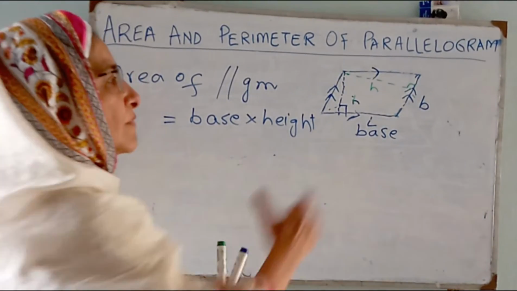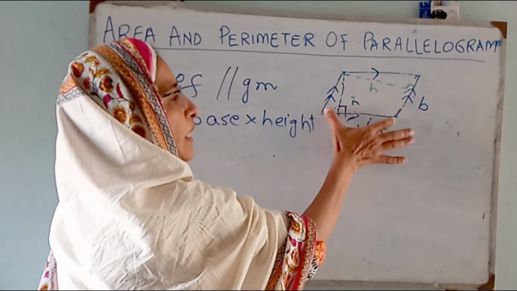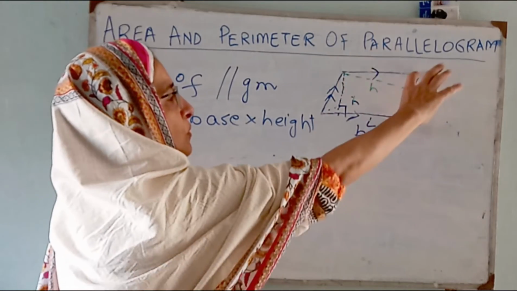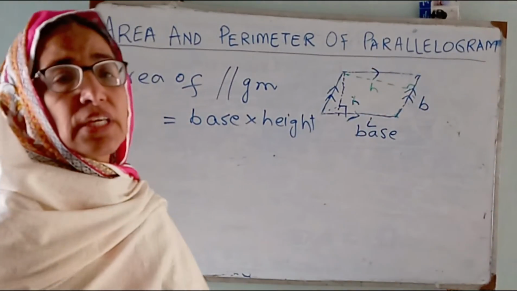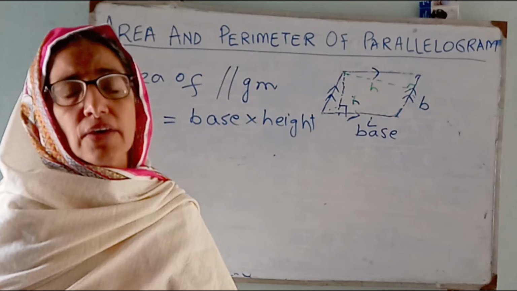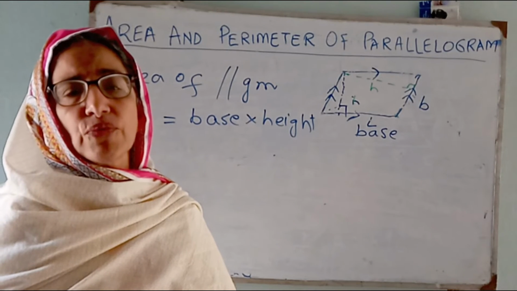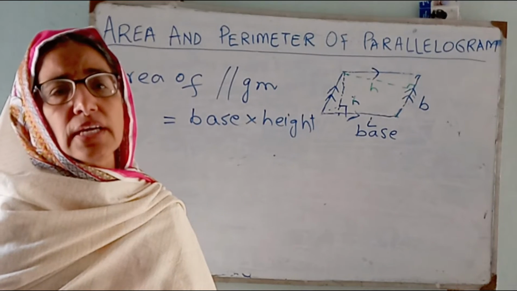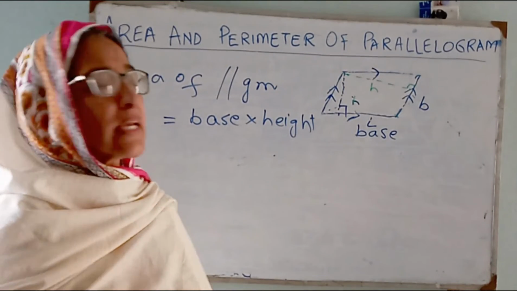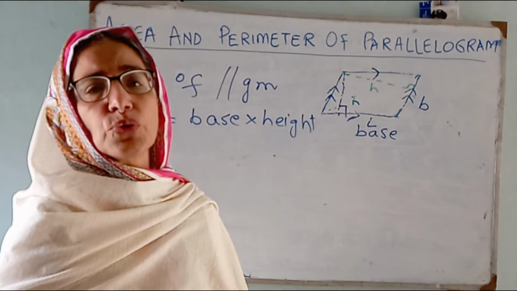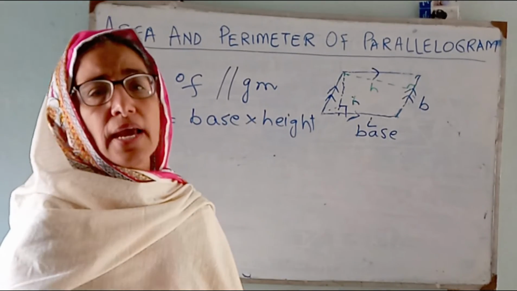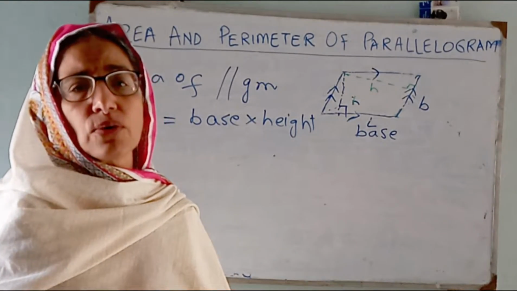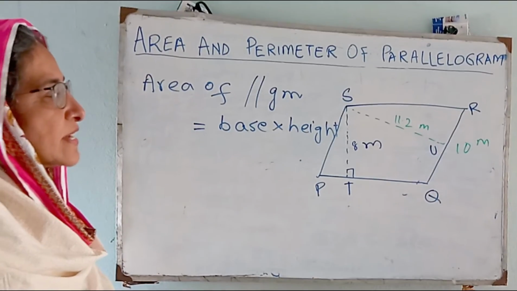So whenever you have to find, there are 4 things: 1, this, 2, 3, 4. From these 4 things, if you are given 3 things and you have to find the 4th one, you can use the formula for the area of a parallelogram, and by equating the 2 things, you can find the 4th one, as we have done in the triangle. Let's take a look at this example.